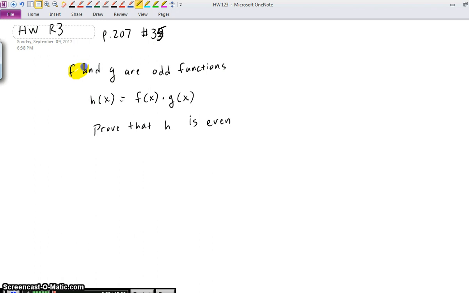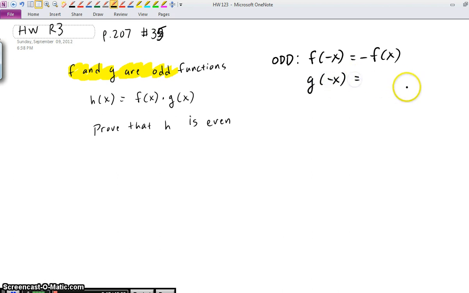We know that f and g are odd, so I'm going to write down what that means. Well, an odd function is when f of negative x is equal to the opposite of f of x. Okay, so these two statements are true for us. Okay, we need to prove that h is even. So I'm going to start with what h of x is equal to. h of x is equal to f of x times g of x.